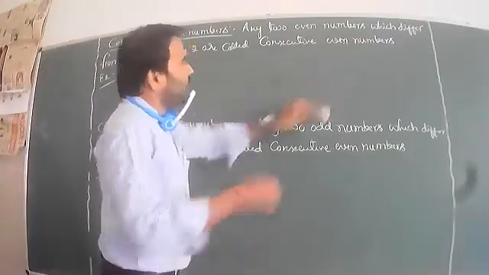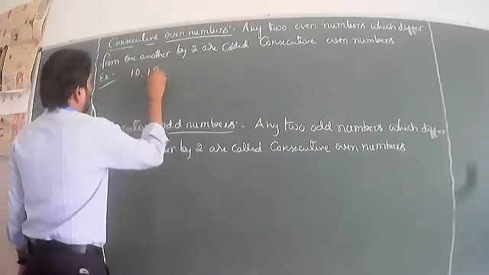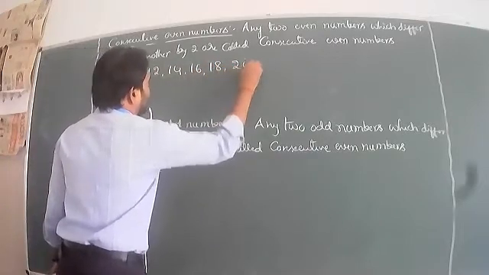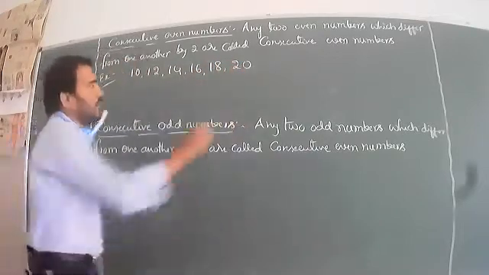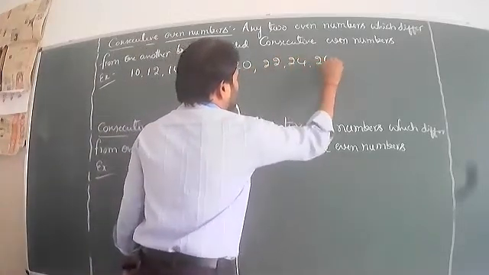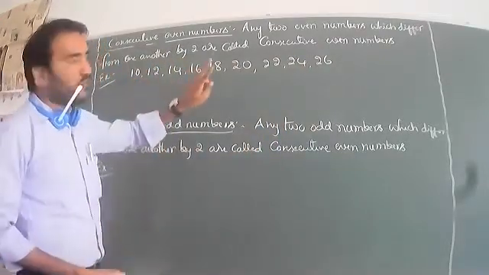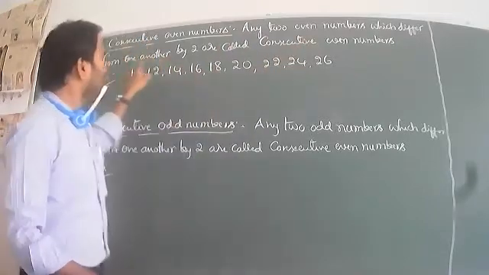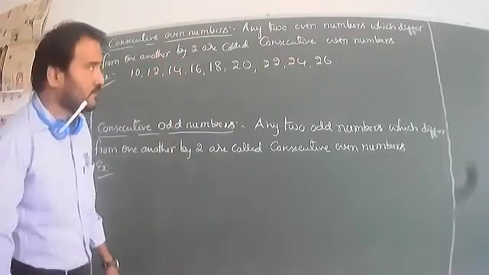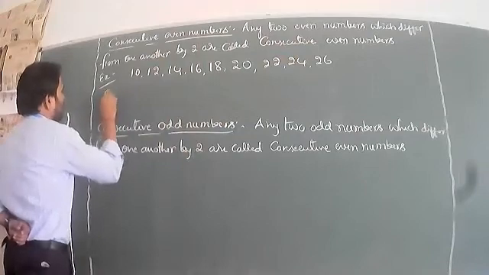I will write the consecutive even numbers: 10, 12, 14, 16, 18, 20. Next, 22, 24, 26. These are even numbers also, and they differ by 2. So any two even numbers which differ from one another by 2 are called consecutive even numbers. Take one example.